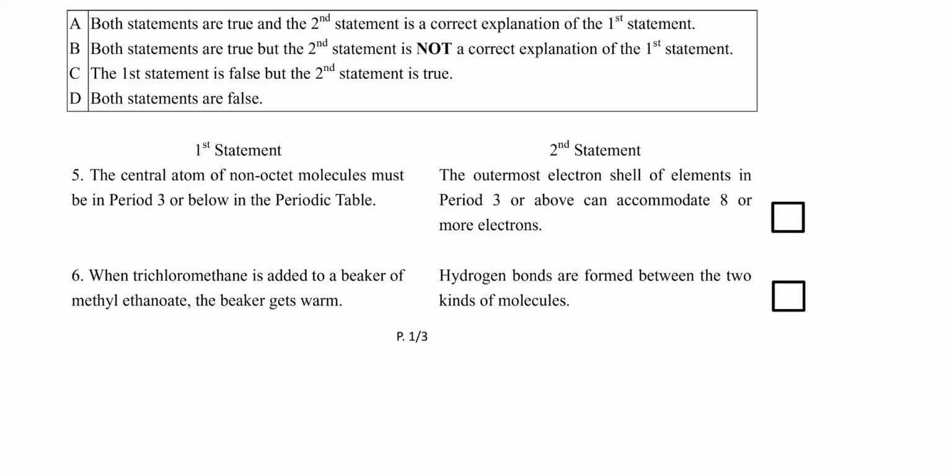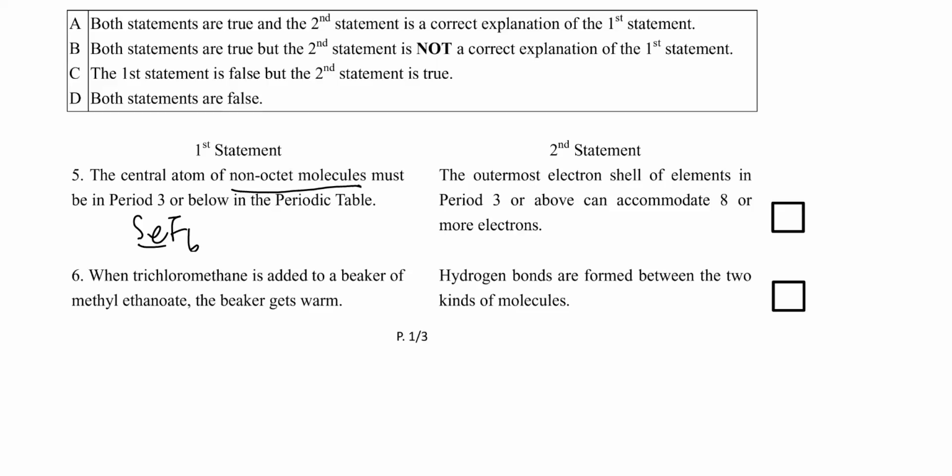The first trick here lies in the wording "period 3 or below". That means periods 1, 2, and 3. So actually the statement that the central atom of the non-octet molecules must be in period 3 or below is incorrect, because, for example, what we have discussed, PCl5, and for example, selenium hexafluoride, SeF6, is a non-octet structure, but selenium is not in period 3.